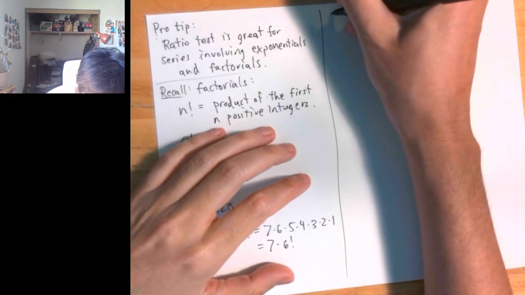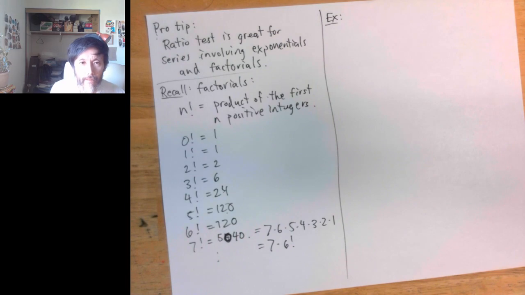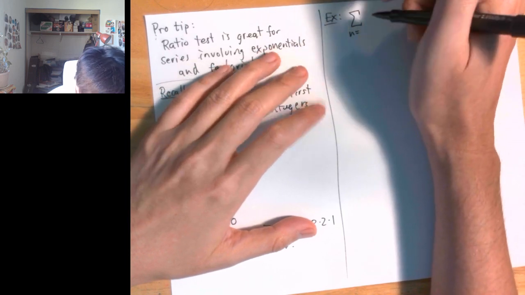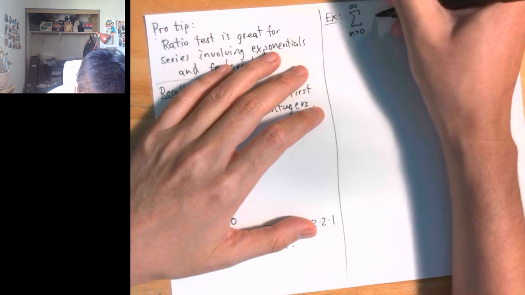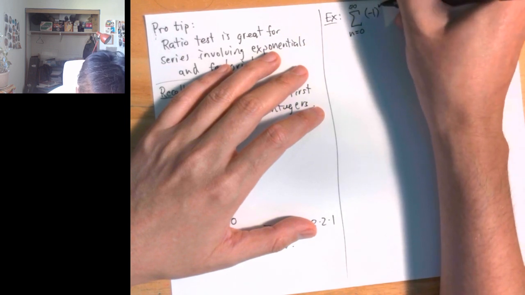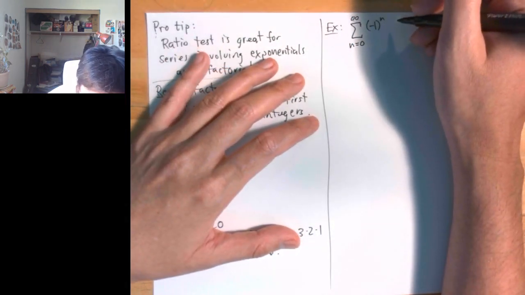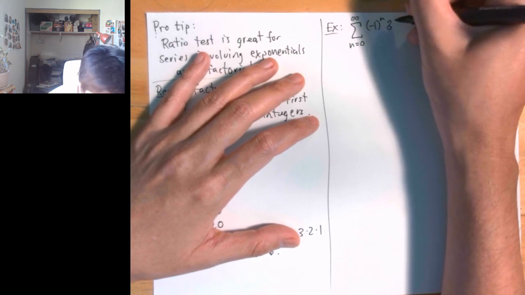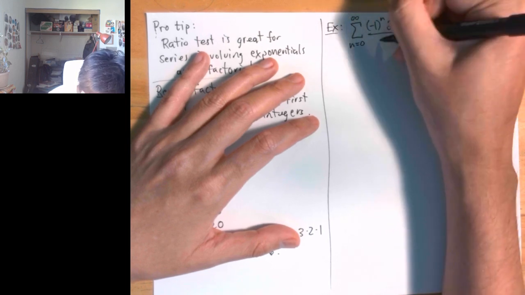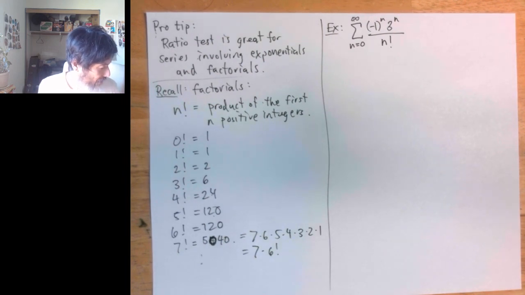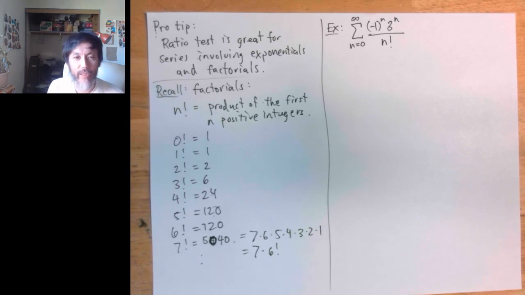So let's look at the following example. The sum from n equals, let's say, 0 to infinity of, let's make it an alternating series. So let's put a (-1) to the n there, and let's have the numerator, let's put a 3 to the n, and let's put n factorial down here, okay? Let's think about this crazy series here.